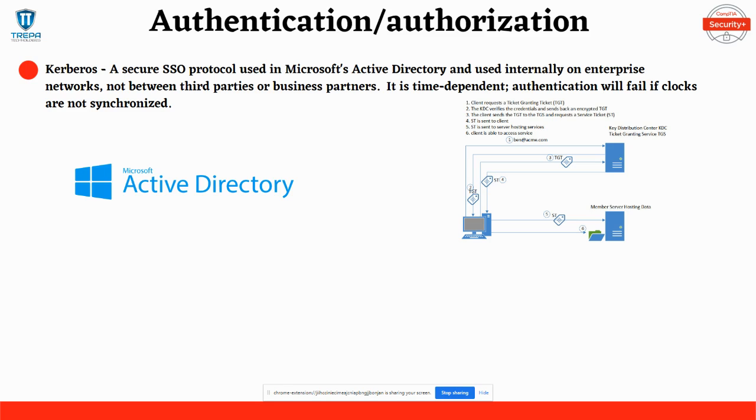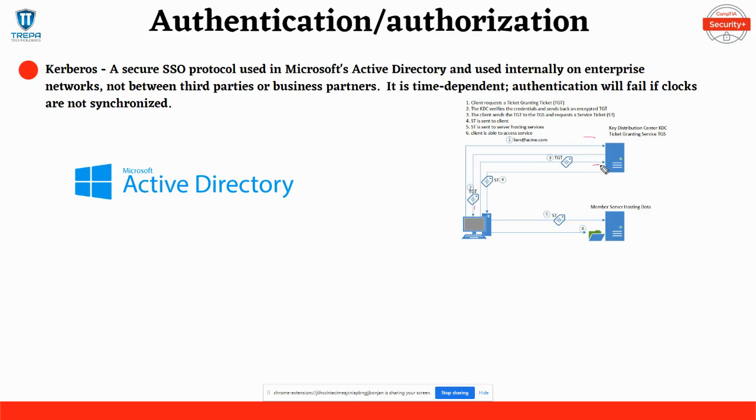If you look at our diagram here, it'll also tell you how Kerberos works. So the client requests a ticket granting ticket. That's to the key distribution center. The KDC verifies the credentials and sends back an encrypted ticket granting ticket to the user. The client then sends the ticket granting ticket to the ticket granting service and requests a service ticket.